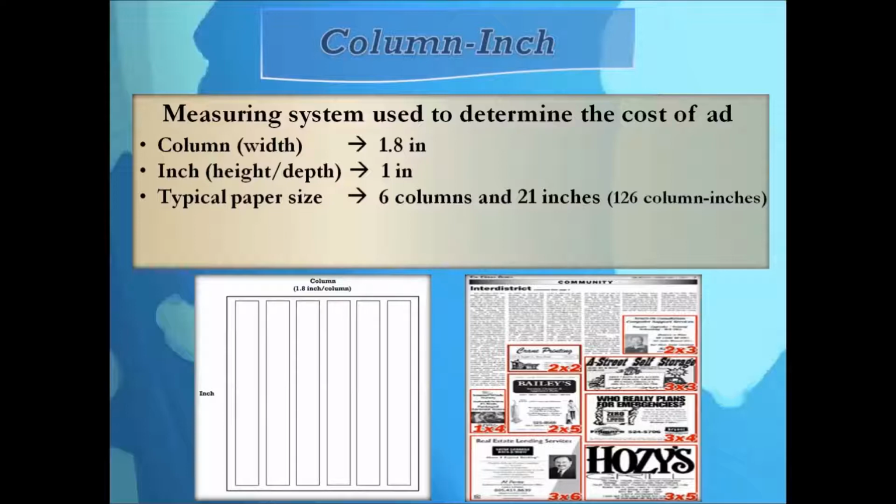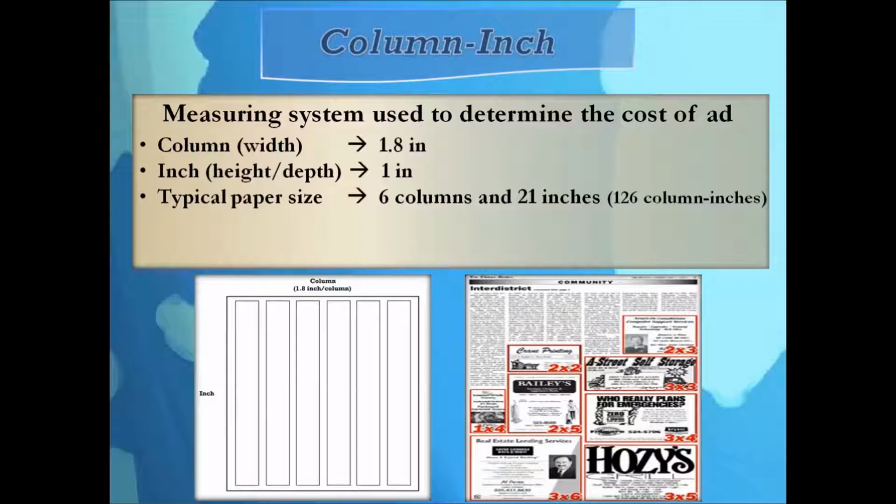So what is a column inch? It is a measuring system that newspaper publishers use to determine the cost of advertising for classified display ads and display ads. The column measures the width, and the inch measures the height. A typical newspaper consists of 6 columns and 21 inches, for a total of 126 column inches. 1 full page is equivalent to 126 column inches.